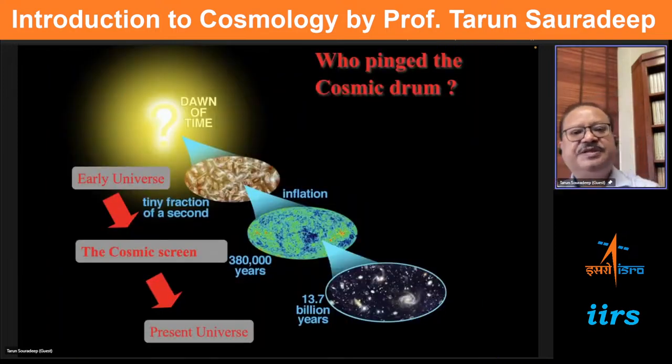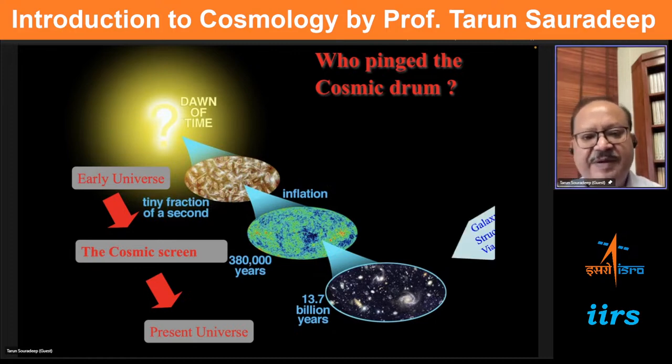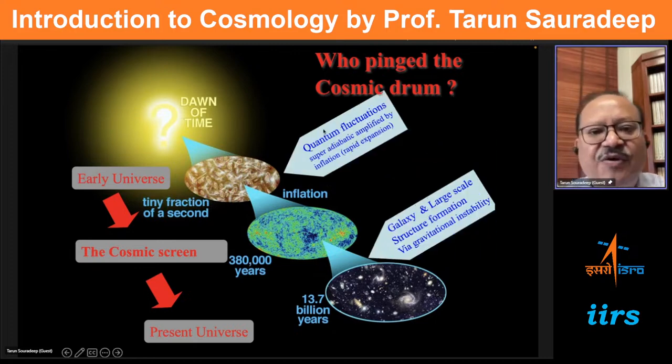Okay, so the question is, who pinged the cosmic drum? If you imagine the universe, the spatial surfaces, to be some kind of a magic membrane of a drum, then this drum has actually been hit, and it's resonating with some vibrations. Who caused that? So our best guess is that these were caused by quantum fluctuations in the very early universe, when the universe had a phase called inflation, where it had an extremely rapid expansion, accelerated expansion, for a very brief period of time.